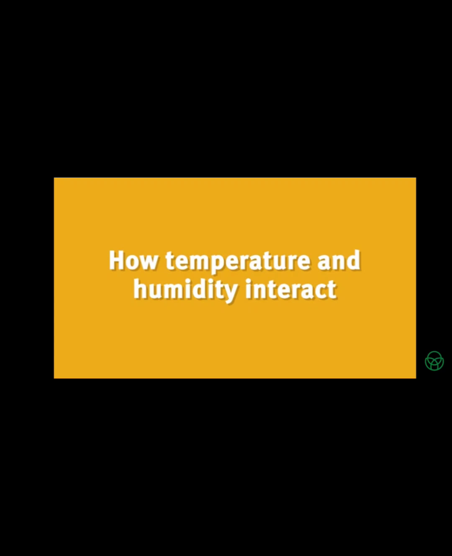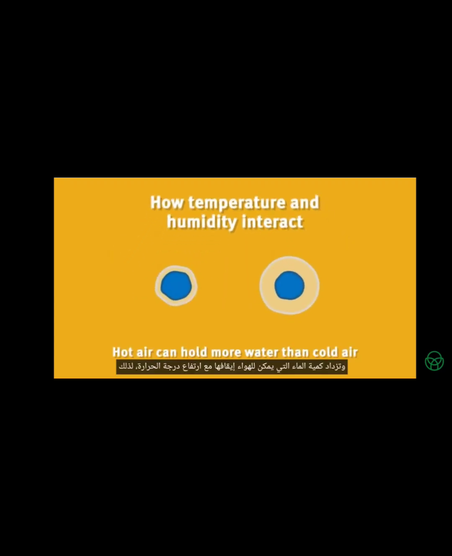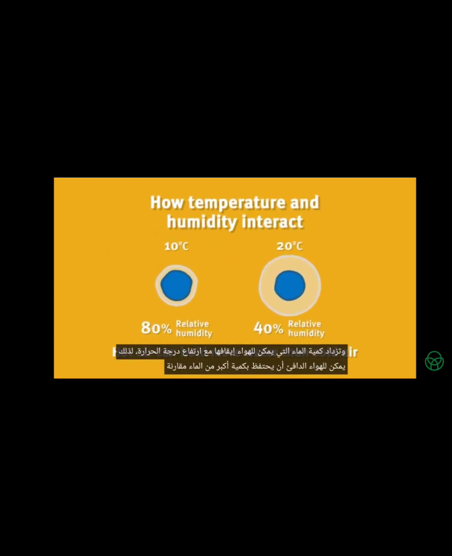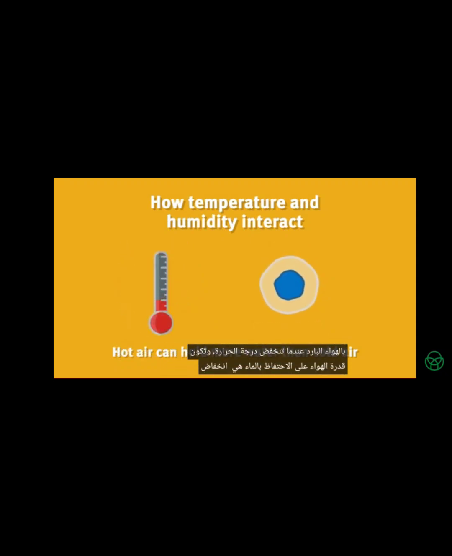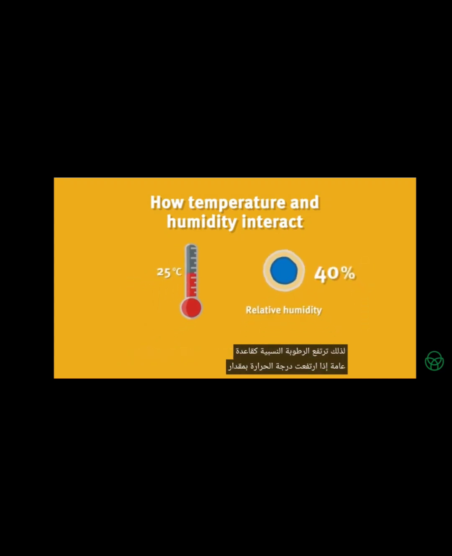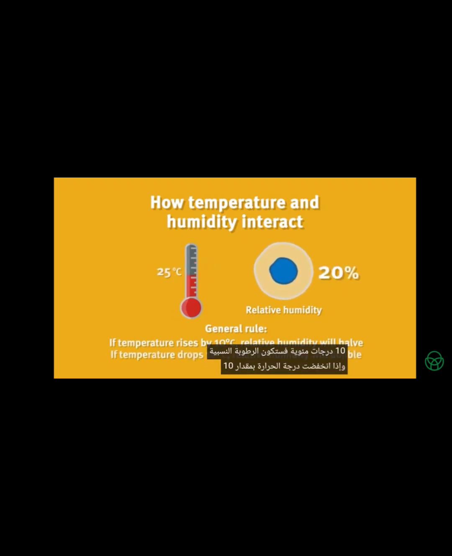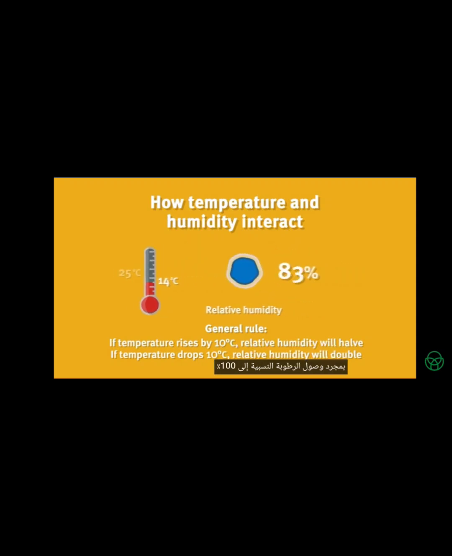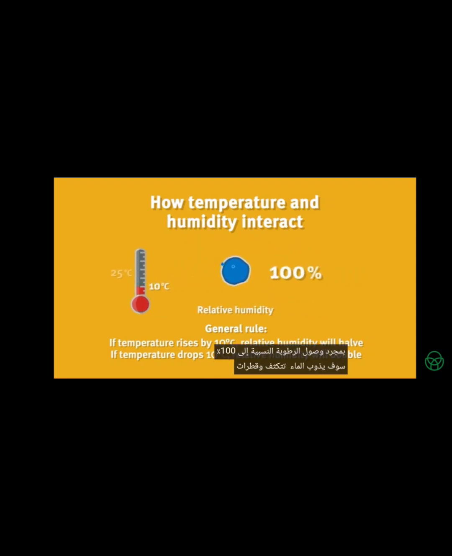The amount of water that air can hold increases as temperature increases, so warm air can hold more water than cold air. When the temperature drops, the water holding capacity of the air is reduced. The air has less space available for water, so the relative humidity rises. As a general rule, if temperature rises by 10 degrees Celsius, relative humidity will halve, and if temperature drops by 10 degrees Celsius, relative humidity will double. Once relative humidity reaches 100%, the water will condense and droplets will form.